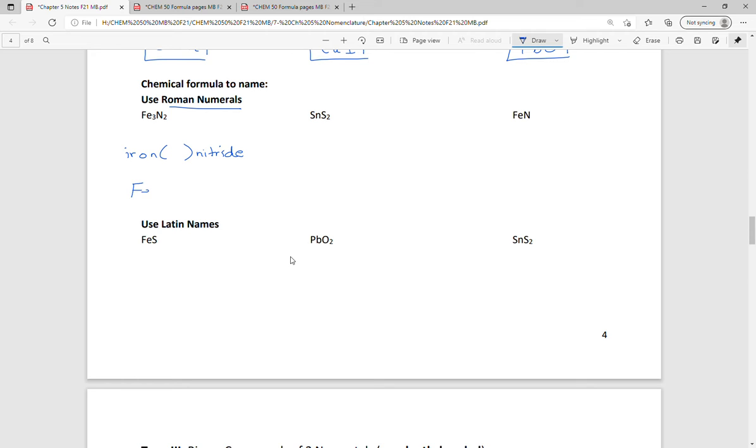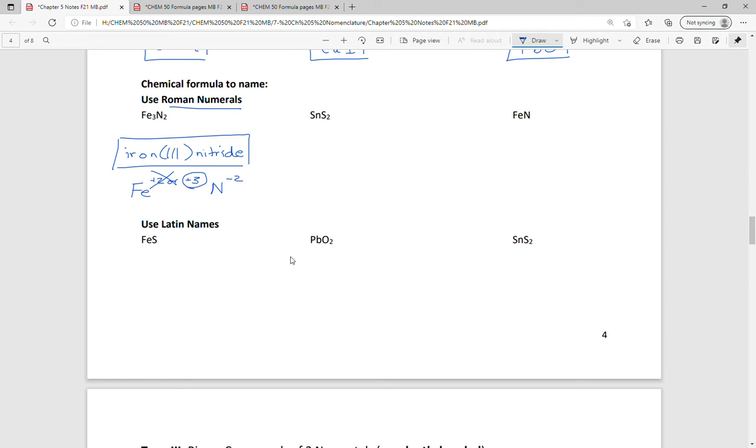So iron is either +2 or +3, and nitrogen is always -3. So how did I make this electrically neutral? Well, I crisscrossed them. It was the +3, and so that would have me put 3 in there for my name of the compound.